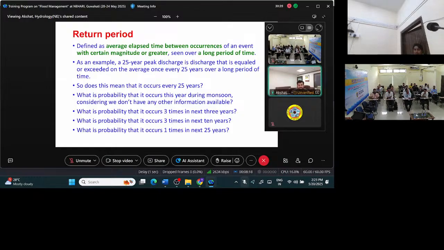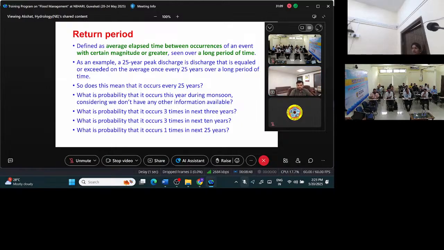I'll repeat the definition. It is the average time between occurrences with certain magnitude or greater seen over a long period of time. For example, a 25-year peak discharge is discharge that is equaled or exceeded on the average once in 25 years over a long period of time.